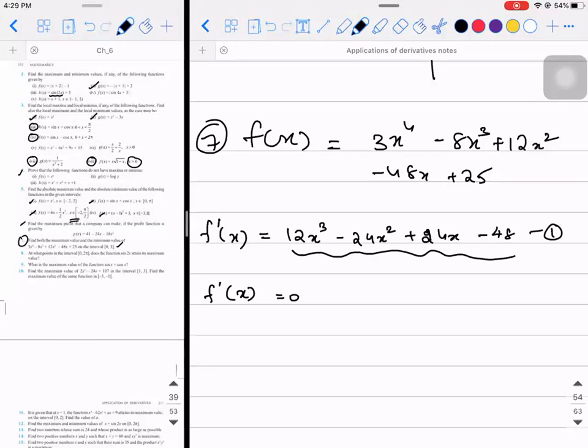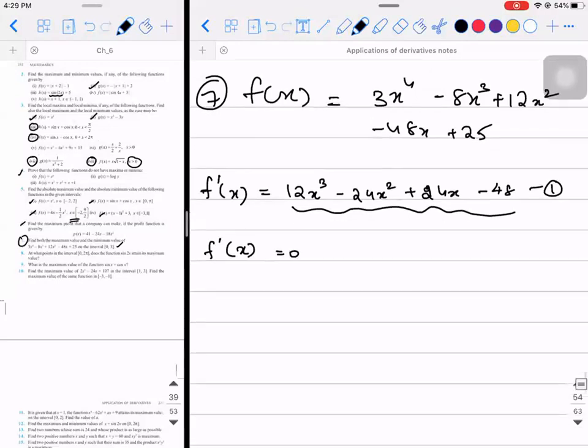Okay, don't do that. So always when you find f dash of x, name it as 1. Then do the remaining things. f dash of x equal to 0 means it is going to be x cube minus 2x square plus 2x minus 4 equal to 0. Use the synthetic division method, find the roots and tell me. So what are the two possible roots?